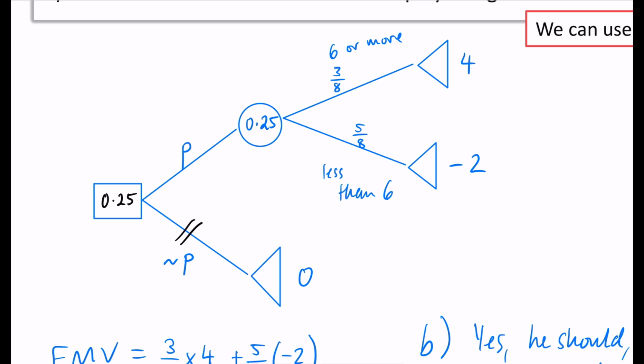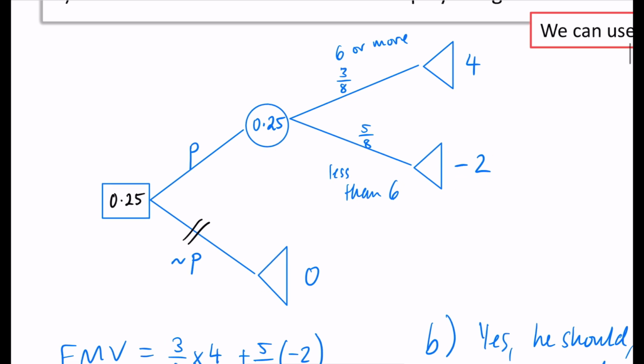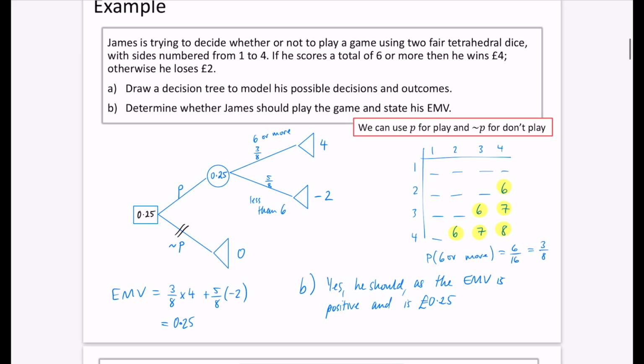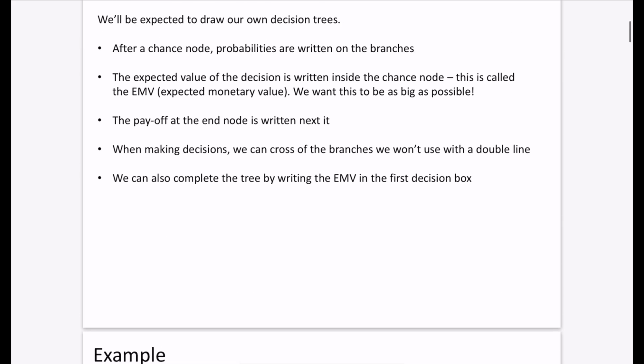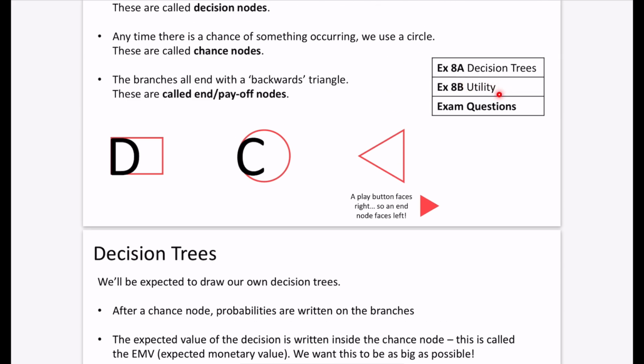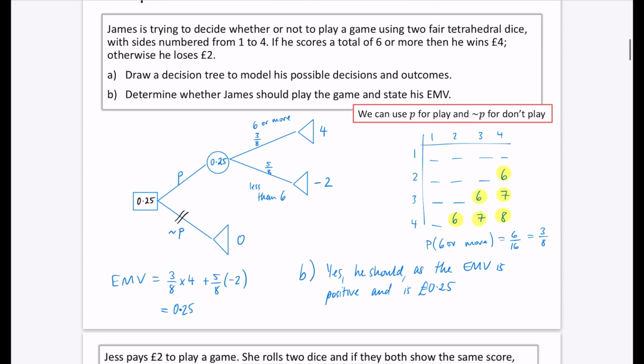But if he only wants to play it once, it depends on how risk averse he is. He might not want to lose £2. He might not have much money and really wants to hang on to those £2 that he's somehow got in his savings or whatever. And so when we get to the second exercise, we will look at whether a game is worth playing, depending on how risky you are. So when we get to exercise 8B, which is this part, we will be talking about utility. And that utility is going to be different values to different people, depending on how risk averse they might be.